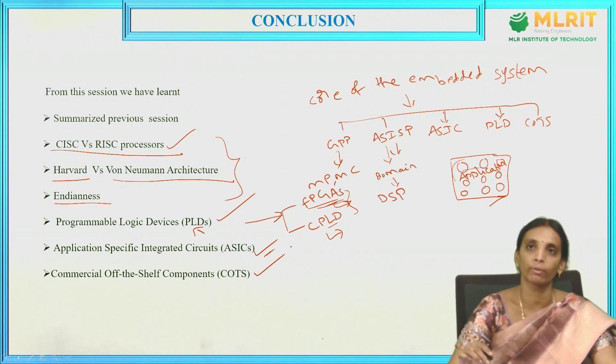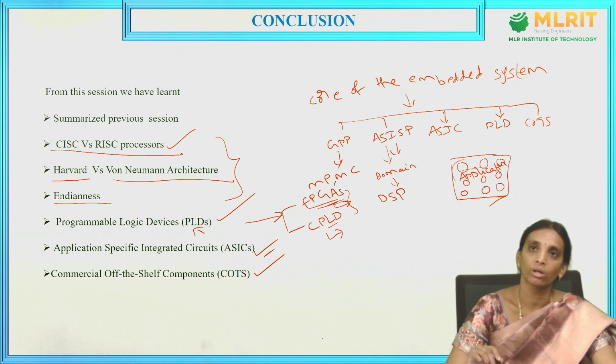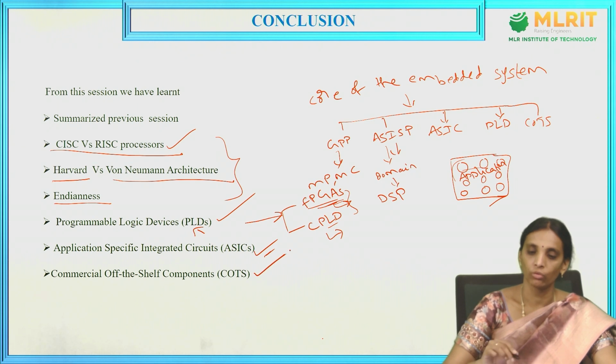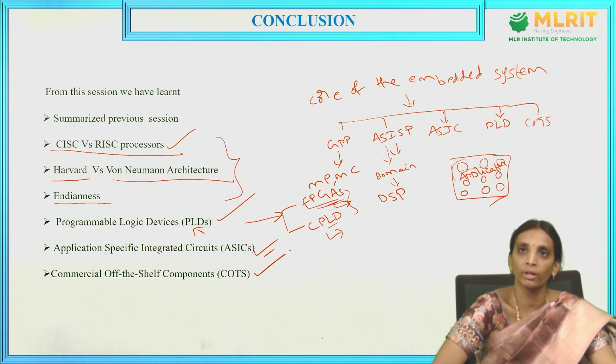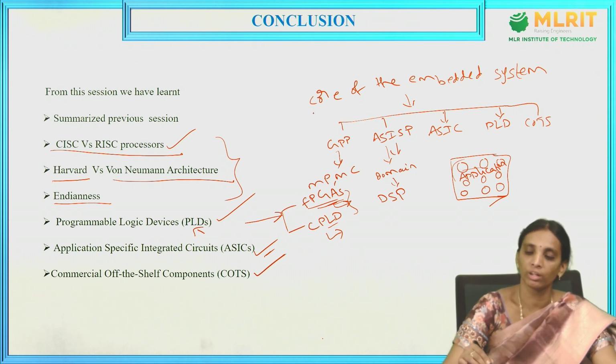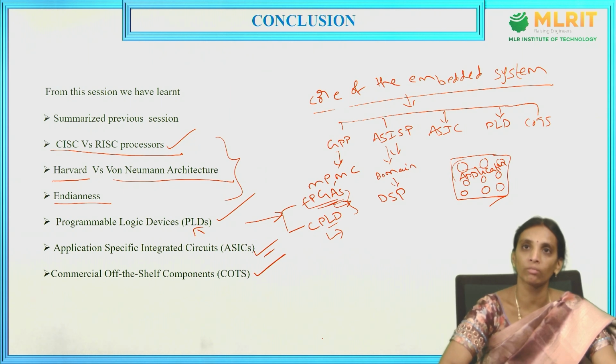Commercial off-the-shelf components are the extended version or extended feature of the architecture for the existing systems. So these are the components or processes required for designing the core of the embedded system.